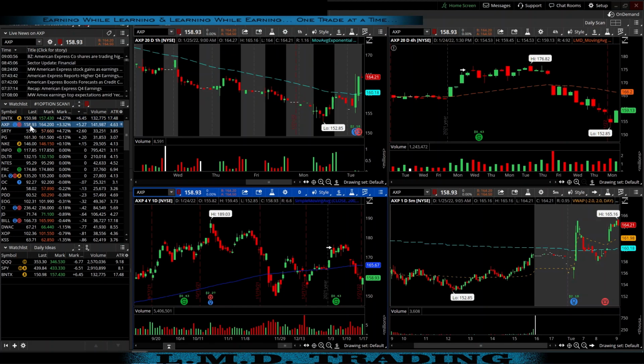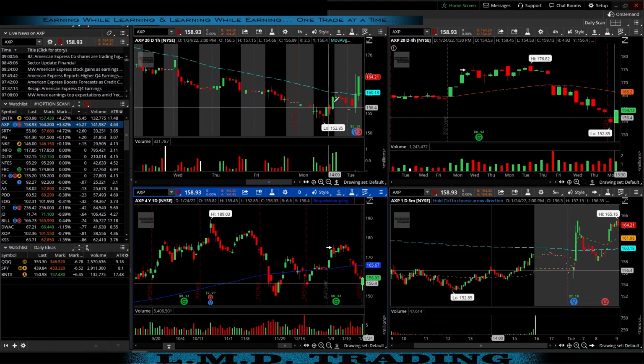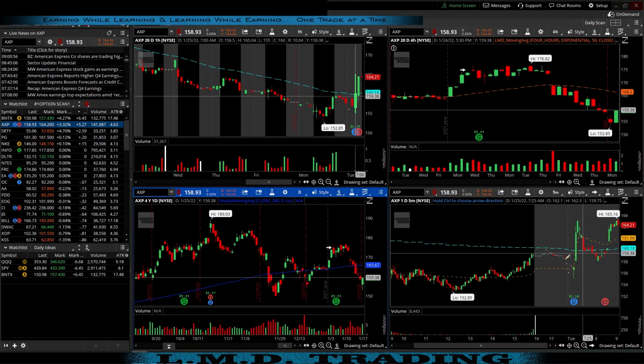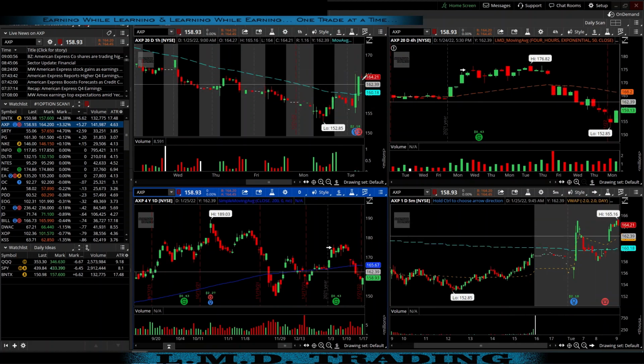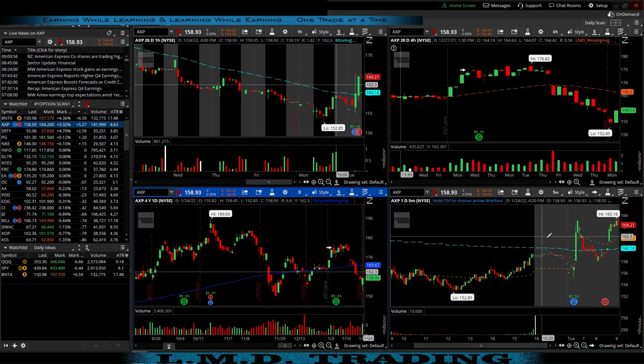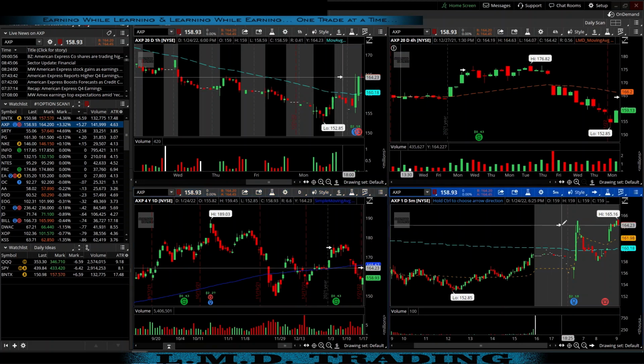Next, we'll go to AXP. We want it in an uptrend here. That's going to make sure that it's in an uptrend on the 5-minute. We want it above the 50. So it's meeting that. We'll go ahead and drop it.